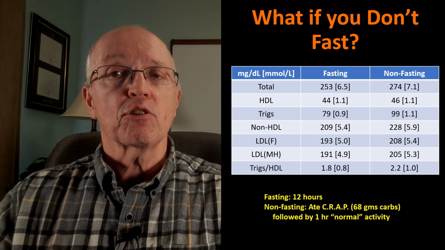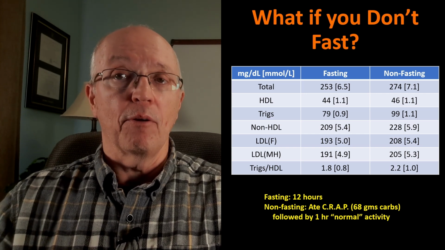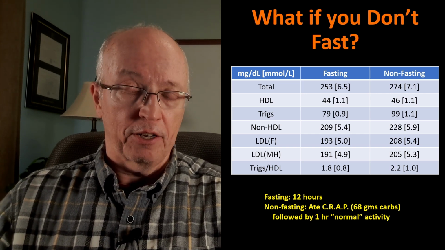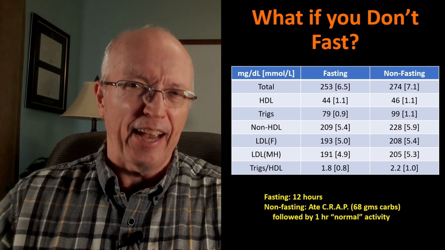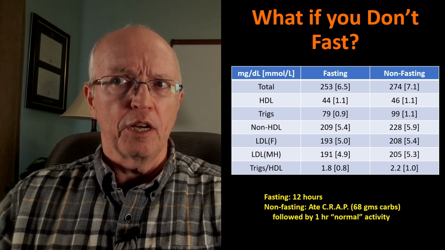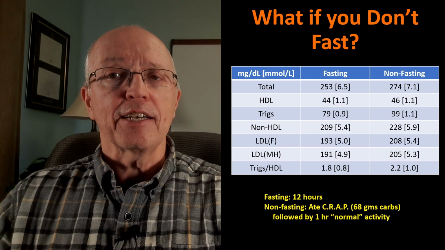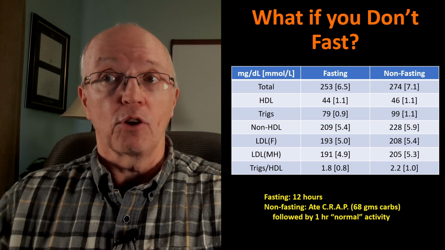And the triglycerides over HDL ratio went up from under 2. You know, I consider 2 being the gold standard, 1 being the platinum standard. I occasionally get a value under 1. Usually I'm between 1 and 2. And when not fasting, it was over 2, which is above the gold standard.